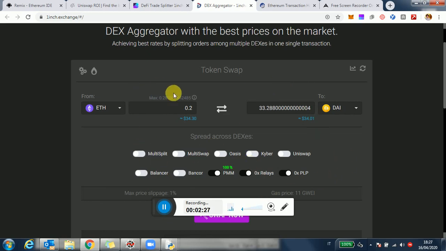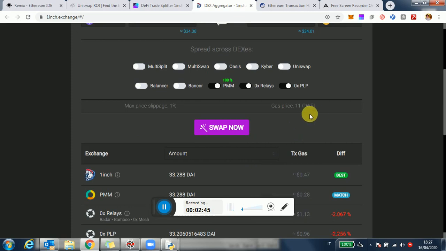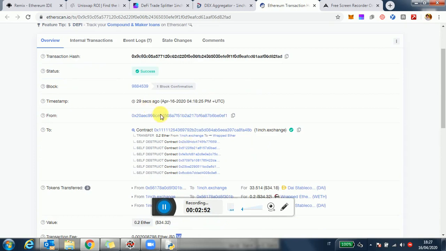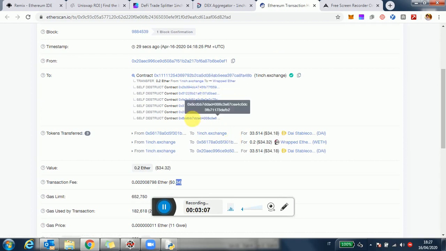So I came here to 1inch.exchange. I essentially swapped 0.2 Ethereum, which right now is worth about $33. I selected a number of exchanges to include in the routing, and then I clicked on swap now. And that generated a transaction, which we can see right here, and I want to comment on it with you. So essentially, my wallet interacted with the 1inch exchange smart contract. And then the ether was initially sent to be converted into wrapped ether, and from there you can see a number of small smart contract transactions, each one to probably one of the different exchanges, subdivided in a way that makes sense from a price perspective.